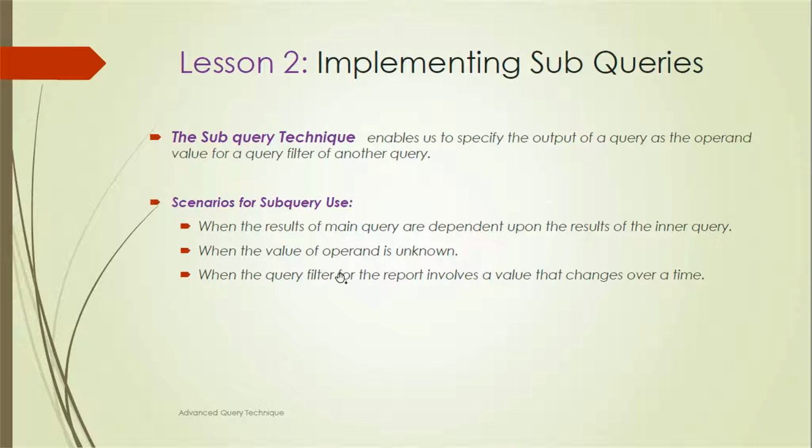We can use a subquery when the value of the operand is unknown. Also when the query filter for the report involves a value that changes over a period of time. There may be values in the database which are changed by some other system from time to time, so at that time we cannot apply the filter directly.